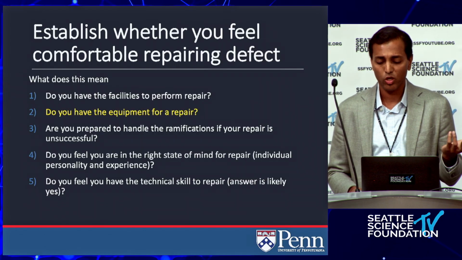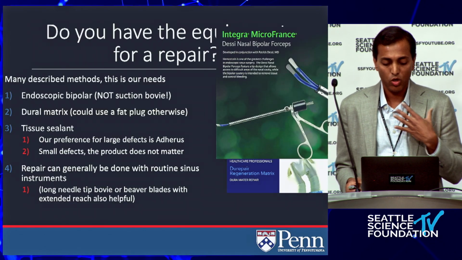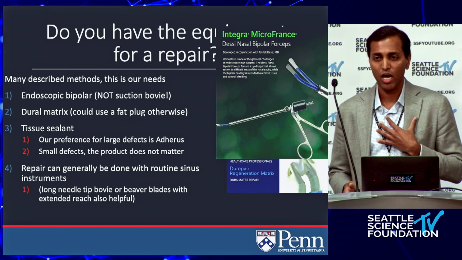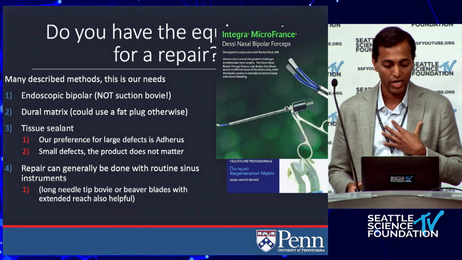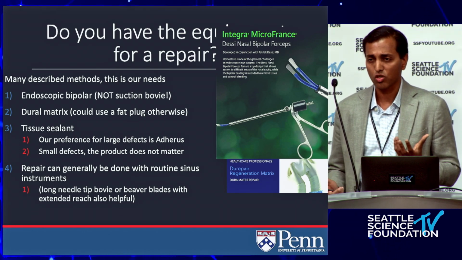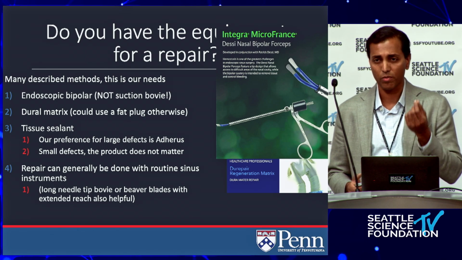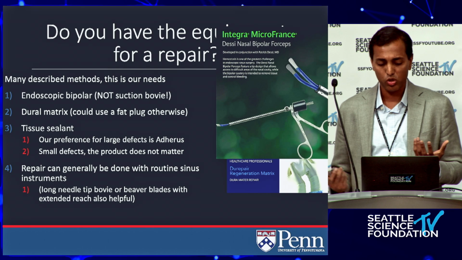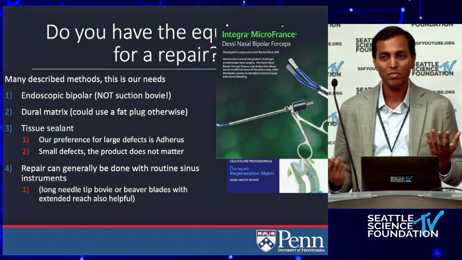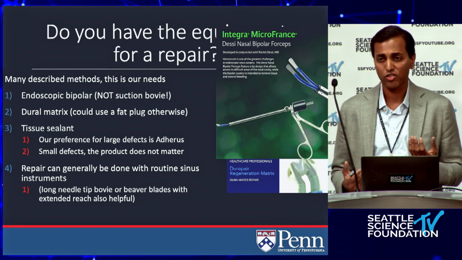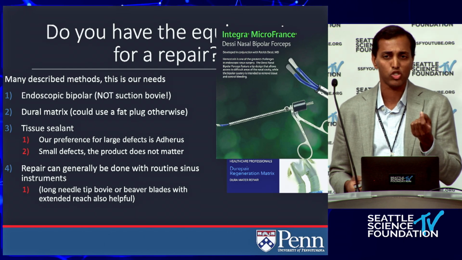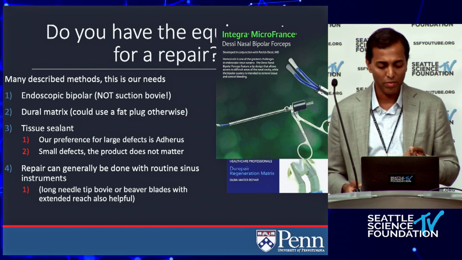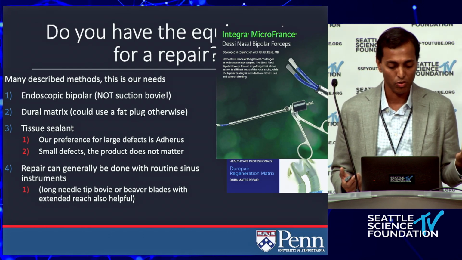So second, do we have the equipment to repair this? The equipment I like to use, I like an endoscopic bipolar. I'm going to show some videos of that. Not a suction cautery. A suction cautery can make things worse at the skull base, where it can break that bone down worse. I, in general, like some sort of dural matrix. There's a million different companies that make the dural matrix. For these small CSF leaks that you get intraop from FESS, honestly, I don't think it really matters. You could use a small fat plug, no problem.